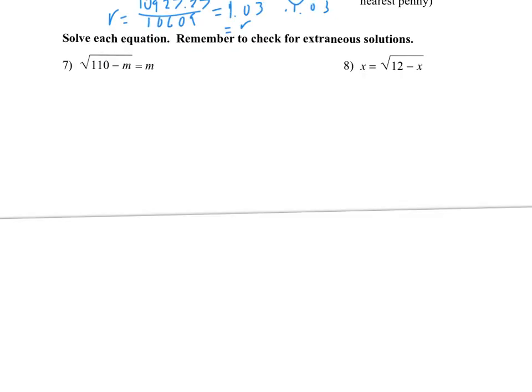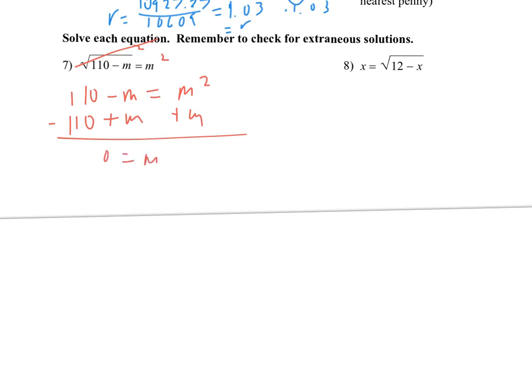All right, next up we're going to solve these and check for extraneous solutions. So I'm going to start off by squaring both sides since my radical is isolated. So I have 110 minus m, because the square root and the square just cancel each other out, and that equals m squared. So now I'm going to get one side to 0, so I'm going to add m. I'm going to subtract 110. I always like to keep my squared thing positive, so I move the other stuff over.